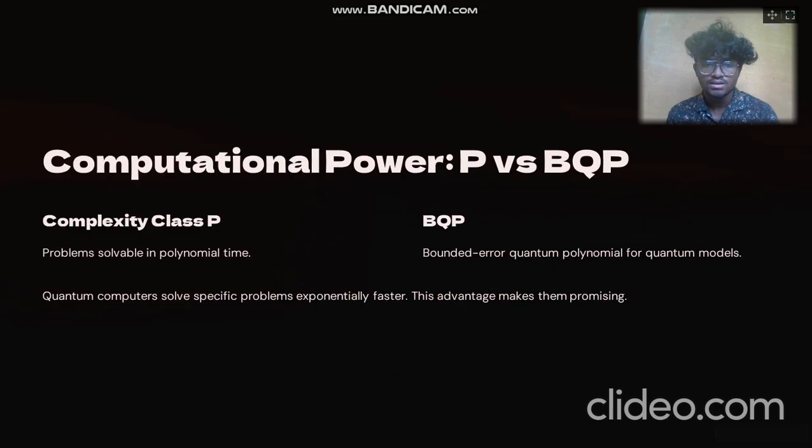And the next thing is the computational power of P versus BQP. The computational power of P is the complexity class P, which is helpful for solving many problems in polynomial time. And BQP is bounded-error quantum polynomial time, which is useful for quantum models.